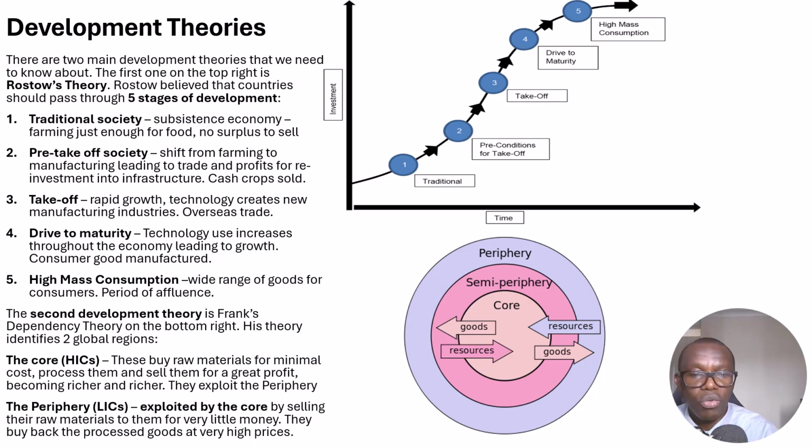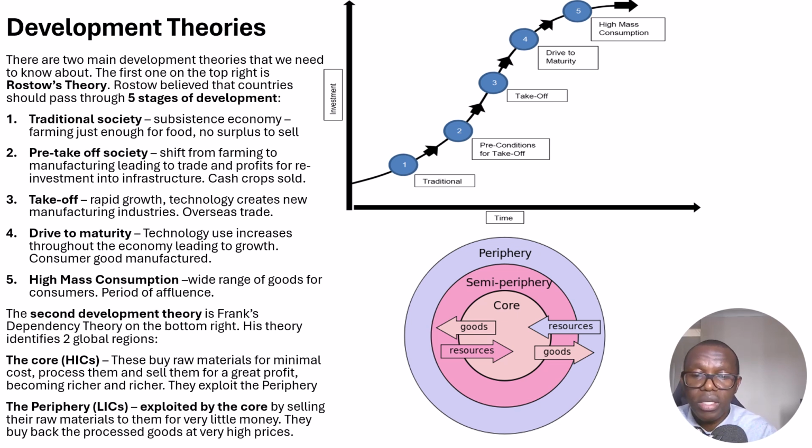In this section, we will be looking at development theories. Now, in development dynamics, there are two main theories that we need to know about. And the first one is Rostow's theory, which is shown to the right over here. Now, Rostow believed that countries should pass through 5 stages of development.